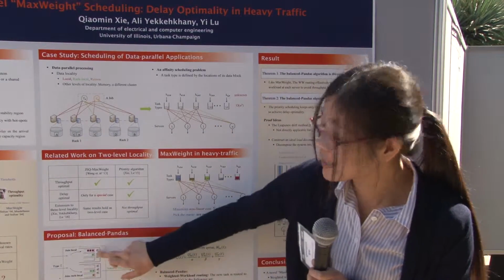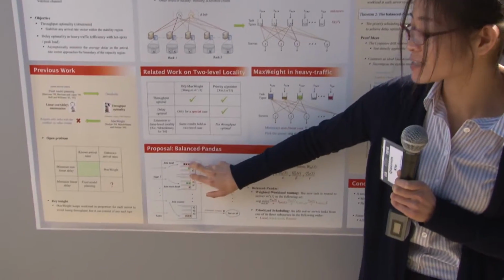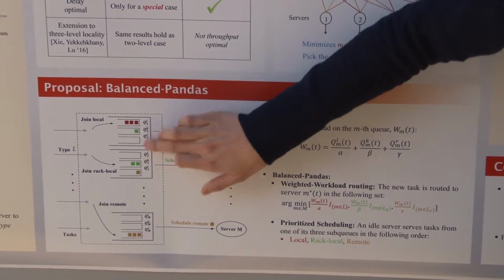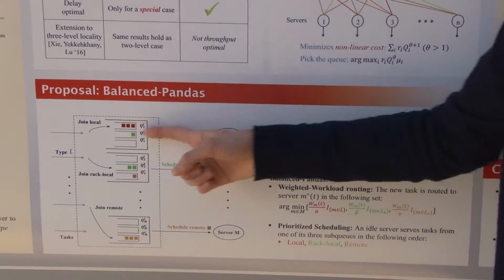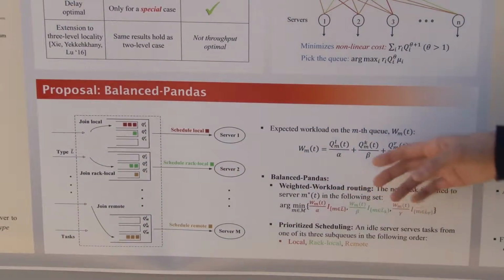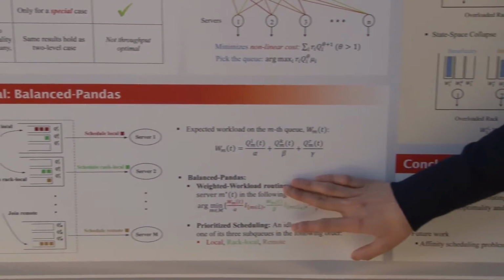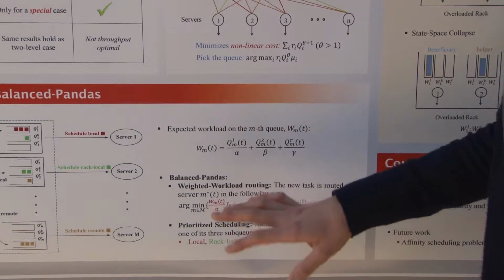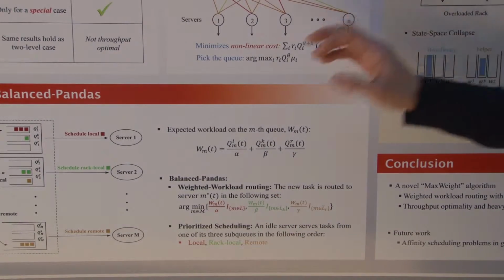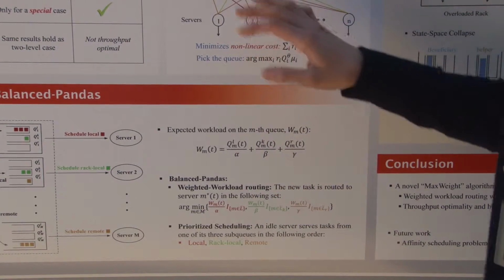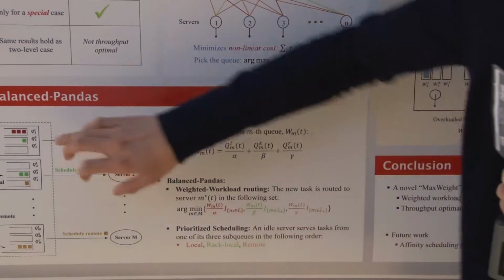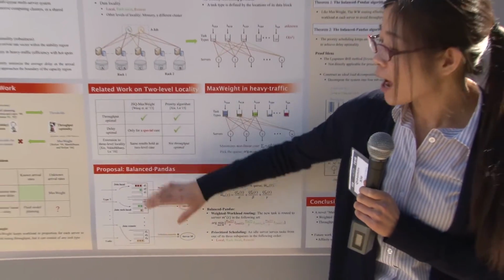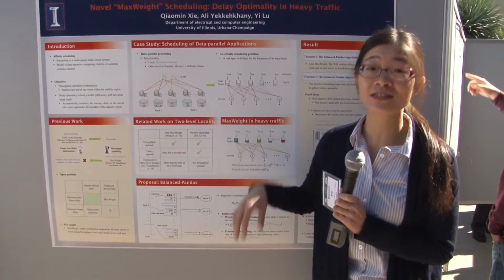Each server maintains one queue, and each queue consists of 3 subqueues that receive tasks of different types: local and remote, which can be served at different service rates. The algorithm consists of 2 parts. One is routing. The routing step uses a weighted workload algorithm that has the same load as max weight. And in the scheduling part, we prioritize the service for different types. It always gives priority to tasks that can be served at a faster rate.